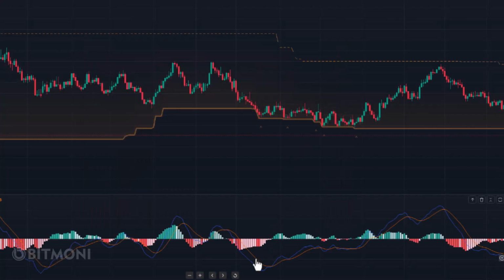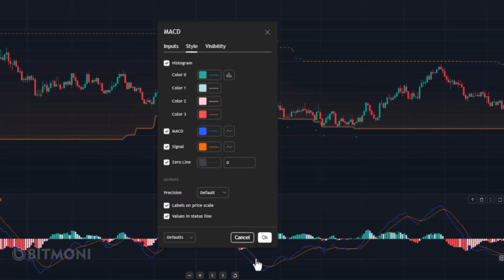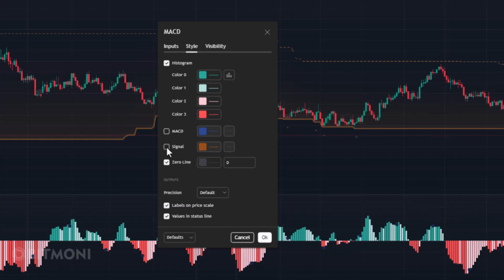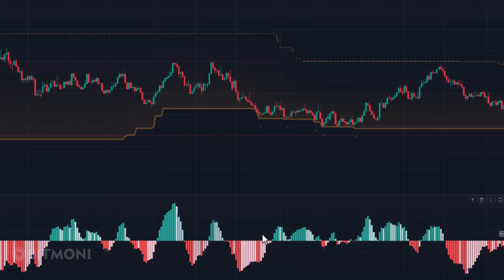Double-click on it to open the settings. On the Style tab, disable the MACD line, as well as the signal line options. Then, click OK. Now that we've set everything up, let's go over the conditions for taking positions.